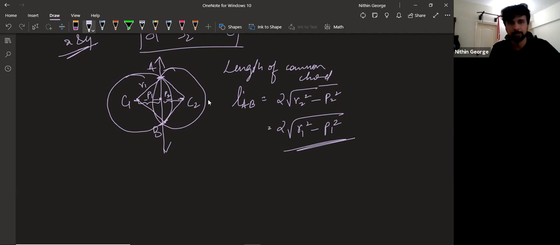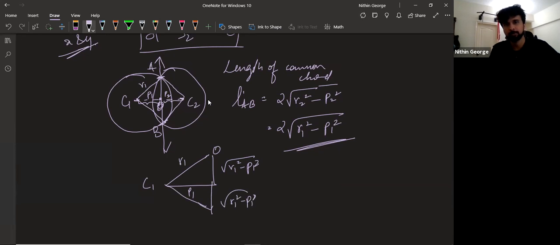This is R1. So let this intersect at the point O. Now in triangle C1OA, R1 is here, P1 is here. So this becomes R1 square minus P1 square. These two triangles are congruent. So you get another R1 square minus P1 square. Combined together, you get the length of the common chord as 2 into root R1 square minus P1 square. Or if you're looking from the other side, it'll be 2 into root R2 square minus P2 square. As much is okay?